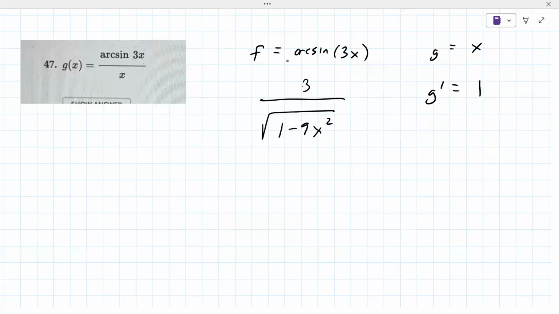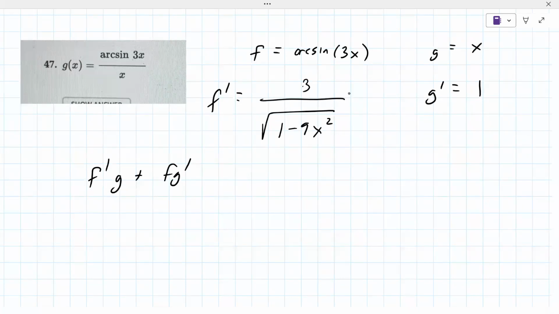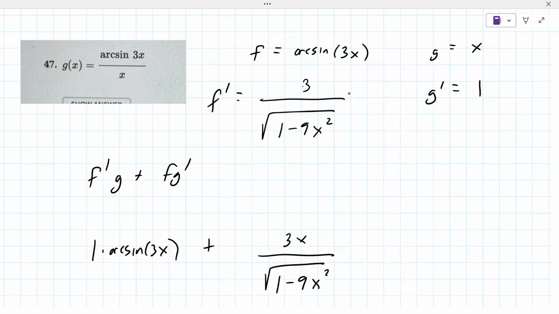Very good. All right, so now it's about remembering the rule. It's f prime g plus fg prime. Basically, you're always pairing a derivative with a non-derivative, and so on. Order doesn't really matter, but it's going to be 1 times the arc sine of 3x plus 3x over the square root of 1 minus 9x squared, like that. Any questions on that? Nope.